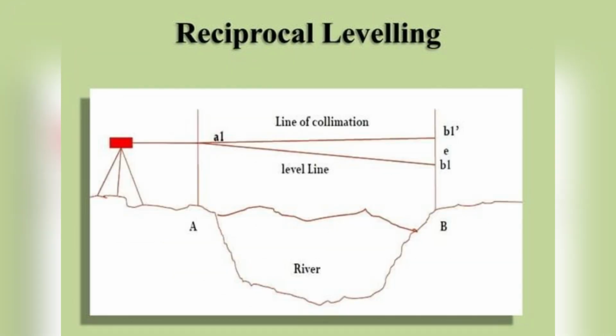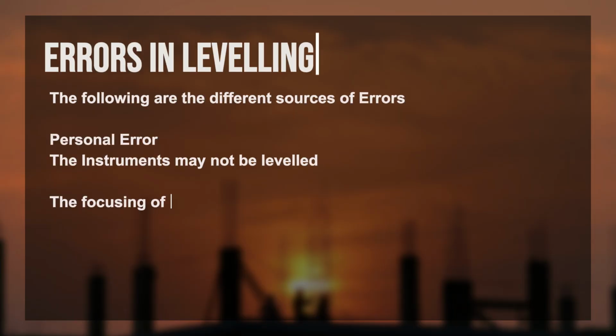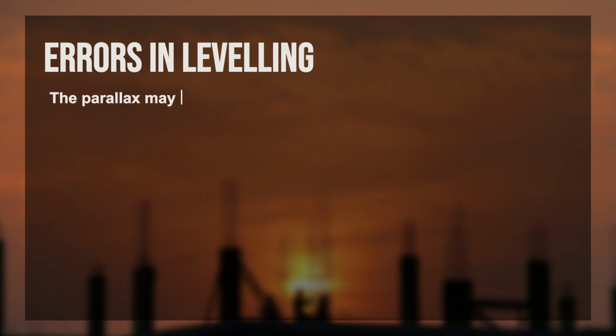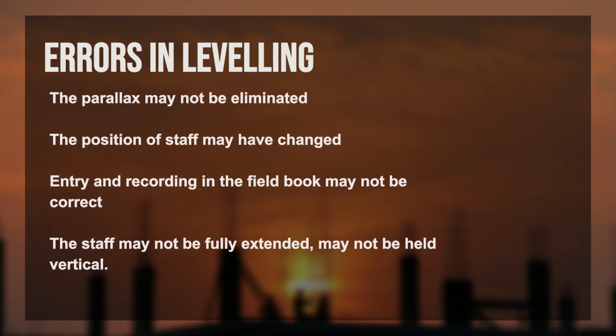In reciprocal leveling, this is the instrument, the 2 points A and B and the line of collimation, the level line, and the readings are as shown. The errors in leveling. There are different errors which may occur in the leveling procedure. It includes the personal error, the instruments may not be leveled, the focusing of the eyepiece or the object glass may not be perfect, the parallax might have been there, the position of a staff may have been changed.